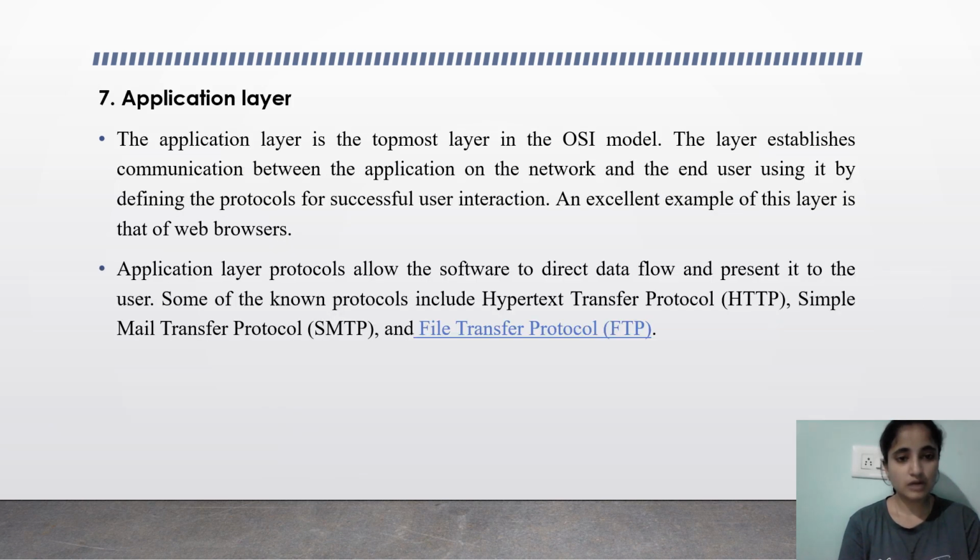Seventh one is the application layer. The application layer is the topmost layer in the OSI model. The layer establishes communication between the application on the network and the end user using it by defining the protocols for successful user interaction. An excellent example of this layer is the web browsers.